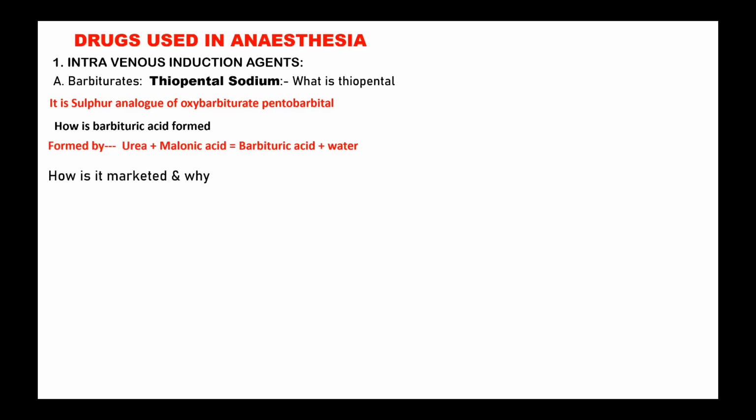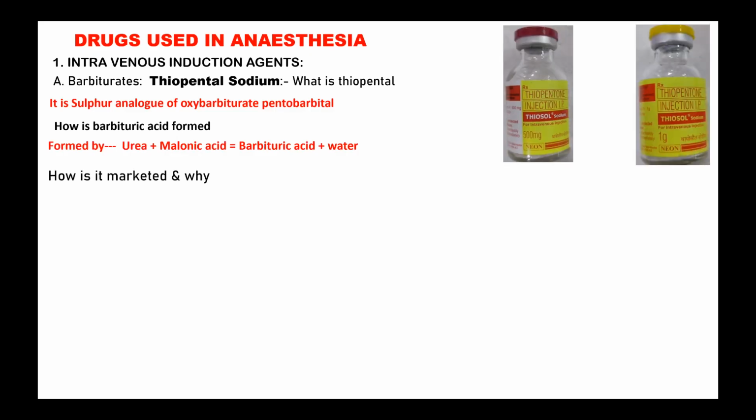How is it marketed and why? It is highly alkaline. It is a yellow anhydrous powder, 500 mg, and the atmosphere space is filled with nitrogen, sir. Fantastic. So this is available as a 500 mg and 1 gram vial as a pale yellow powder which has sodium carbonate 6% in nitrogen atmosphere.